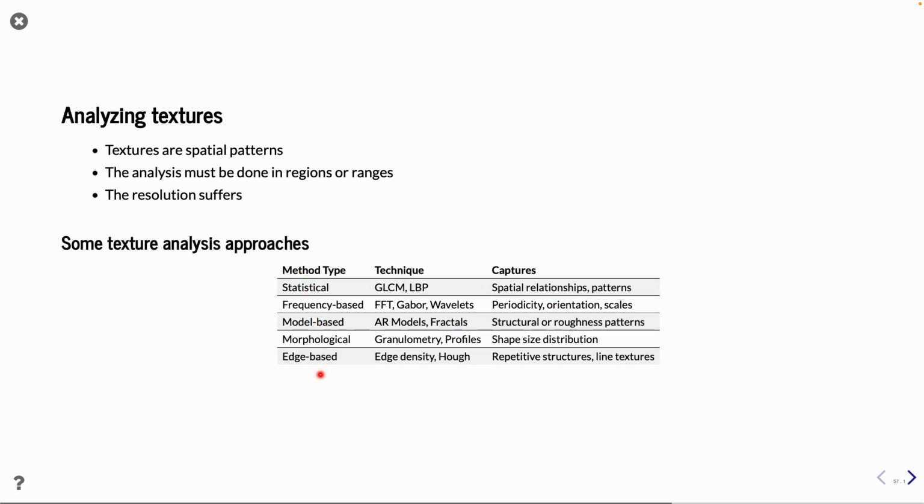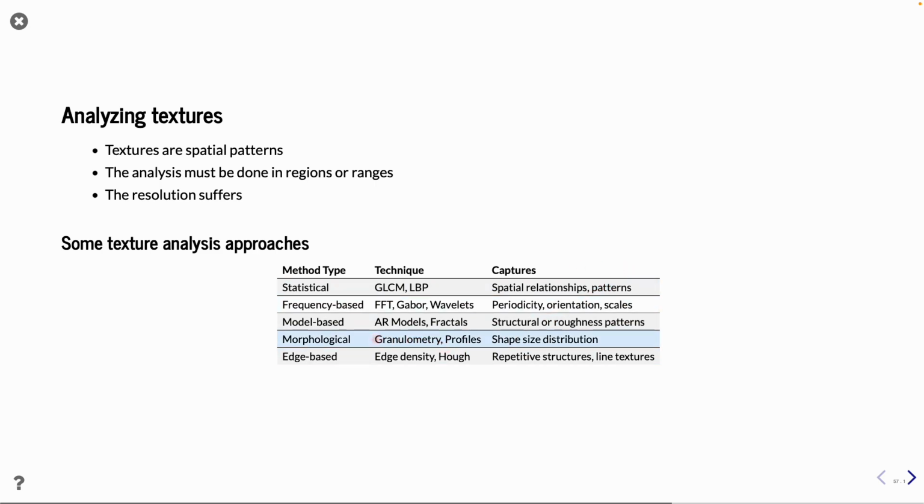There are quite many approaches on how to analyze textures. You can have statistical, so then you look at spatial relationships and patterns. Frequency-based, then you try to look at the Fourier transform or wavelets. Gabor filters actually are also in the Fourier domain, typically. Then you can look at periodicity, orientations, or scales. Model-based, then you can do autoregressive models, fractals, to get structural roughness. So then it's more random patterns, like, for example, the wall over there.